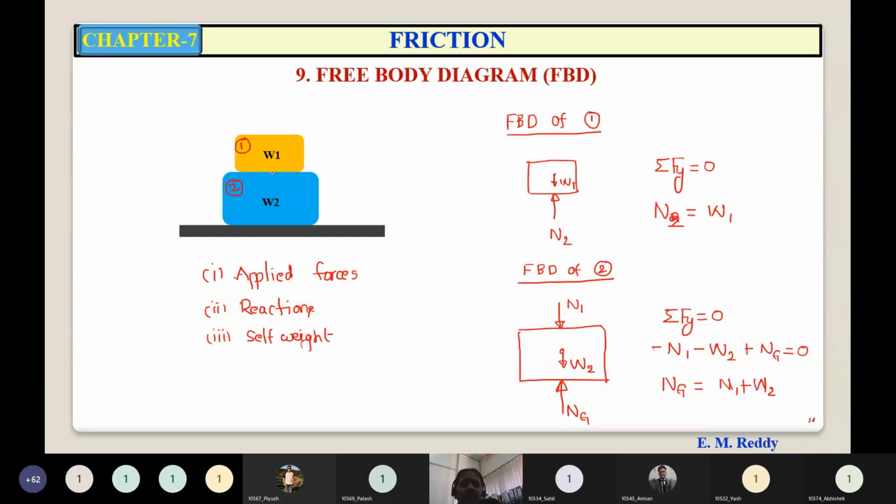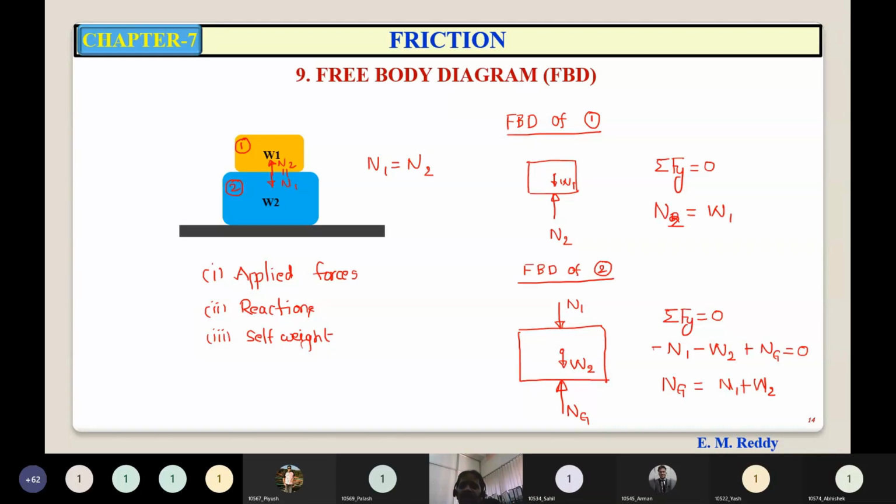So this body 1 is offering N1 on body 2, and body 2 is offering N2 on body 1. To maintain equilibrium, these two reactions must be equal in magnitude and opposite in direction. Then only the system is in equilibrium, right? Otherwise the system won't be in equilibrium.